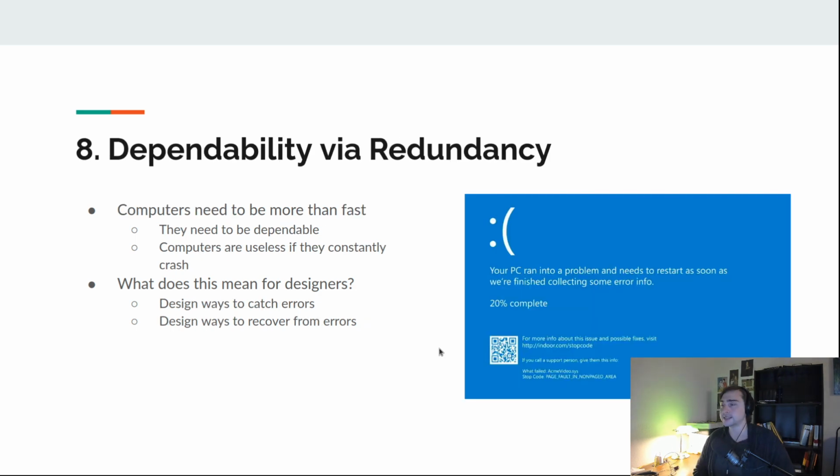And number 8 on the list, and our final bullet on this list of 8 great ideas, is this idea of dependability via redundancy. So computers need to be more than fast, right? They need to be dependable. If we have a computer that is incredibly fast but crashes all the time, well, it's not going to be very useful.